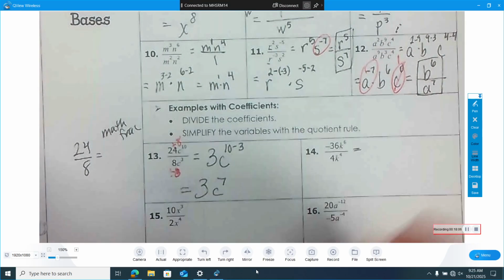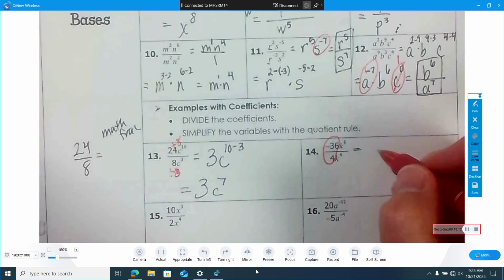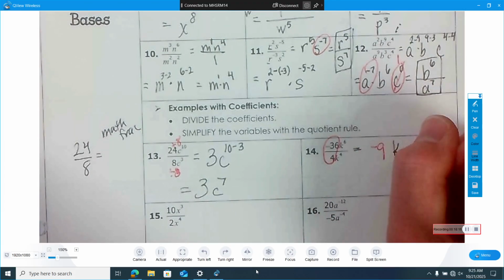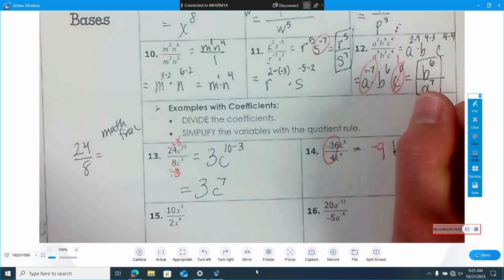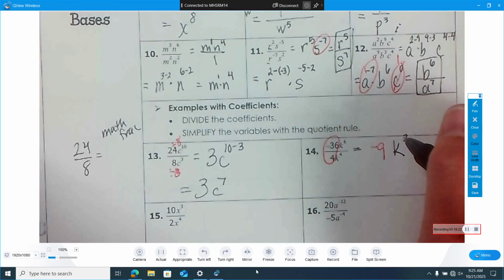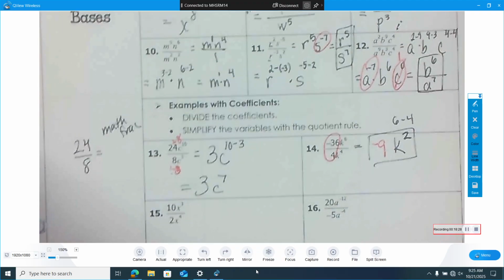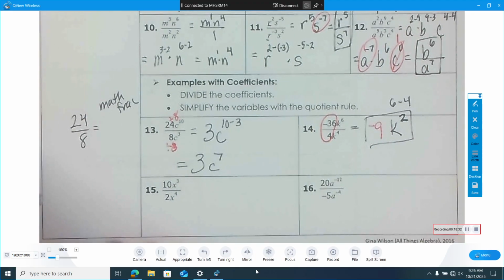All right, ladies and gentlemen, what is, on number 14, negative 36 divided by 4? What is that going to give us? Negative 9. And then we're going to have k to what power? K to the 2nd. Very good. How'd you get 2? 6 minus 4 gives us the 2. Beautiful. That was easy. Boy, that's pretty easy, isn't it? Okay.